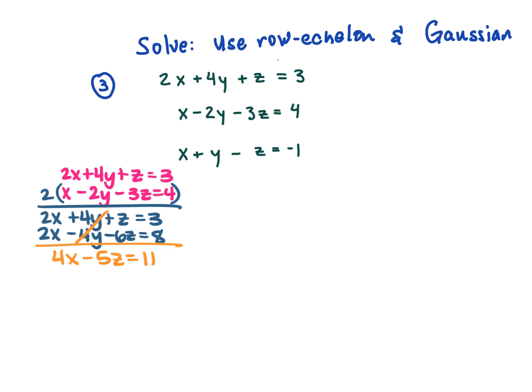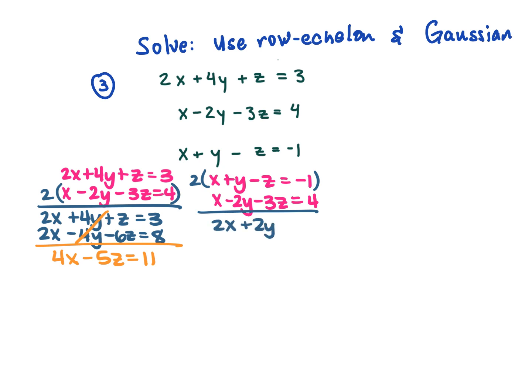From here, we have not worked with that bottom equation yet, so I'm going to rewrite that one. x plus y minus z is equal to negative 1. And I'm going to work with one of the two ones that we already worked with. So I'm going to pick the middle because it's going to be the easiest to work with. So it's x minus 2y minus 3z is equal to 4. We have to get rid of those y's, so we're going to multiply that top equation by 2 to make it an opposite of negative 2y. So that's going to give us 2x plus 2y minus 2z is equal to negative 2, and x minus 2y minus 3z is equal to 4.